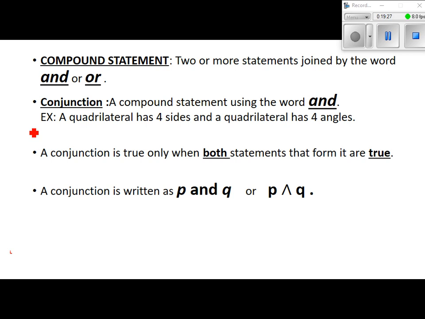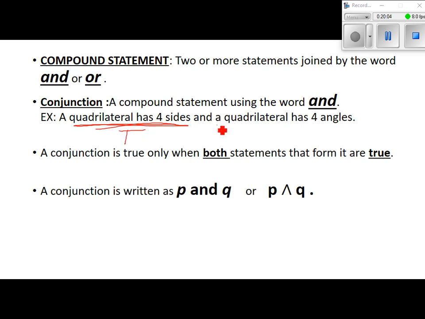So my conjunction, my compound statement, was: a quadrilateral has 4 sides and a quadrilateral has 4 angles. When you're looking at conjunctions or disjunctions, this is what you do. You look at the first part. Is that true or false? Does a quadrilateral have 4 sides? Yes. So it's true.